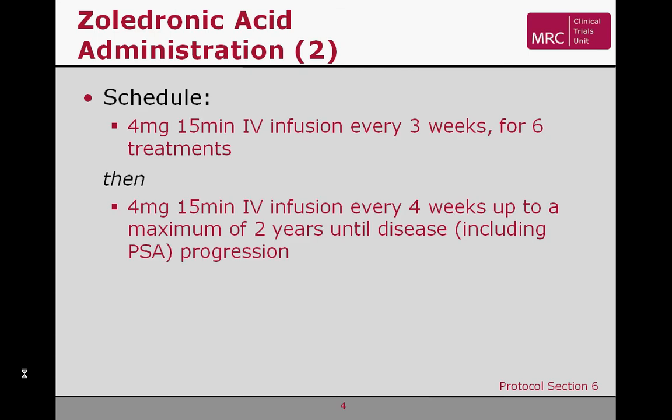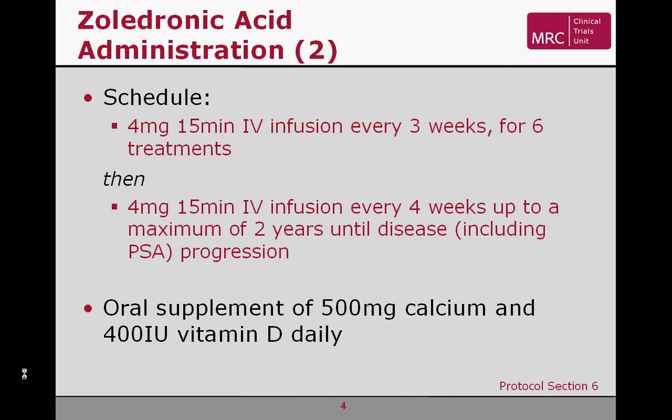So on to the administration of the zoledronic acid. The treatment schedule is as follows. Patients receive a 15-minute infusion of 4 mg of zoledronic acid every 3 weeks for 6 treatment cycles. Following this, patients should receive the 4 mg infusions every 4 weeks, up to a maximum of 2 years or until disease progression. And in addition to this, patients who are receiving zoledronic acid should also receive a daily oral supplement of calcium and vitamin D.